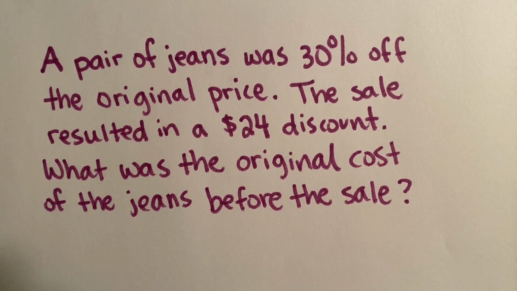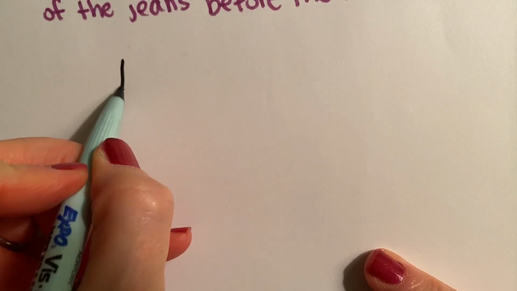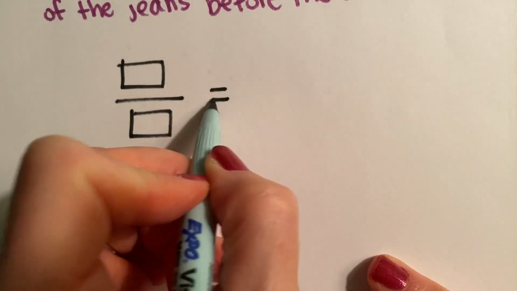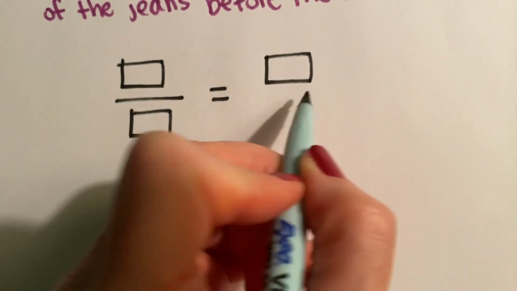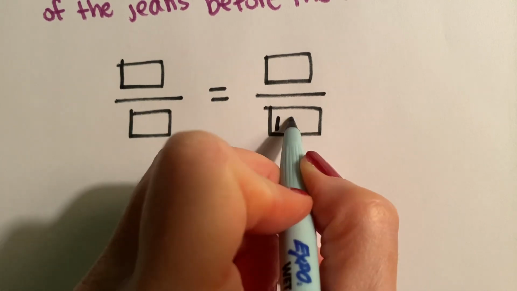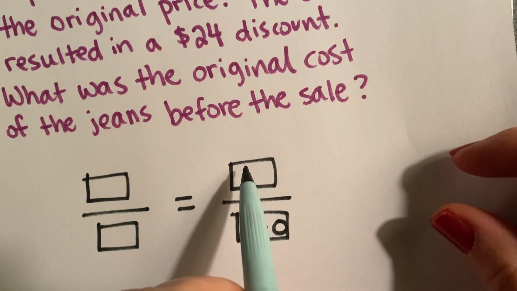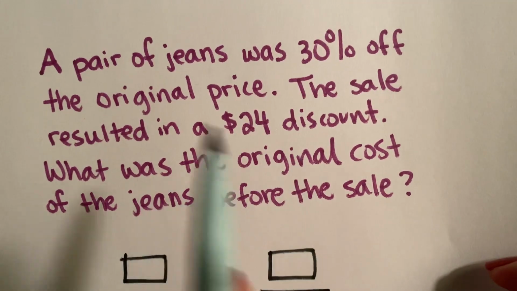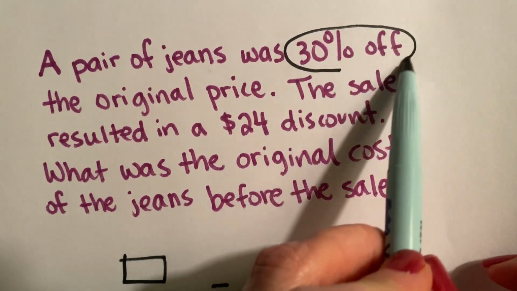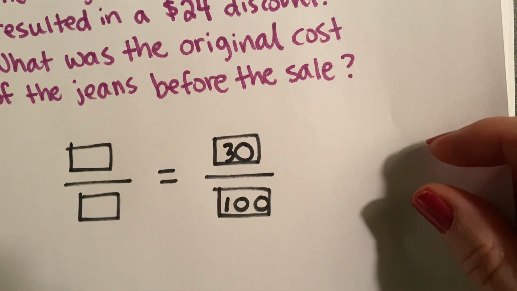Okay, so we begin once more by setting up our 4 boxes. 1, 2, 3, and 4. And we know lower right corner, always 100. Now we know this box is our percent. So do we have a percent? We sure do. A pair of jeans was 30% off. So I'm going to put 30 right there.